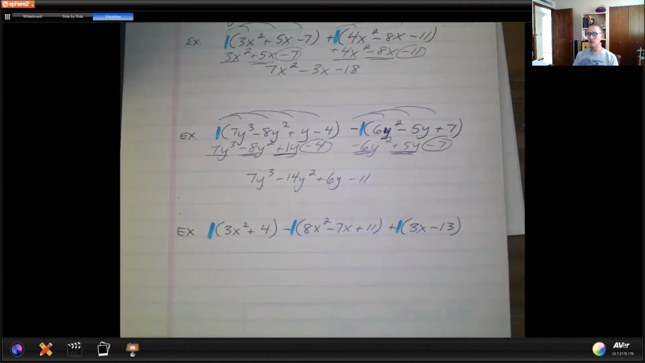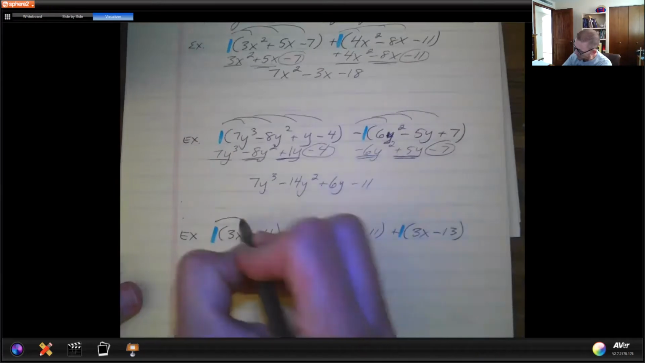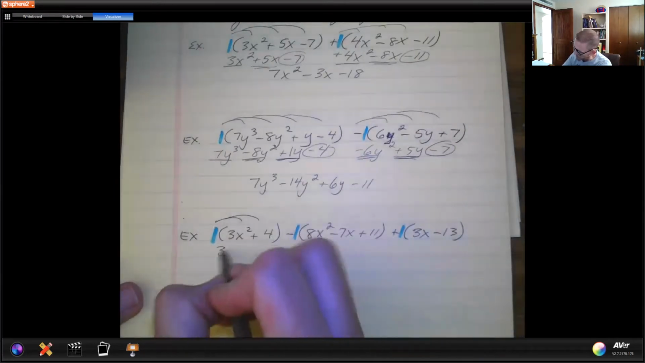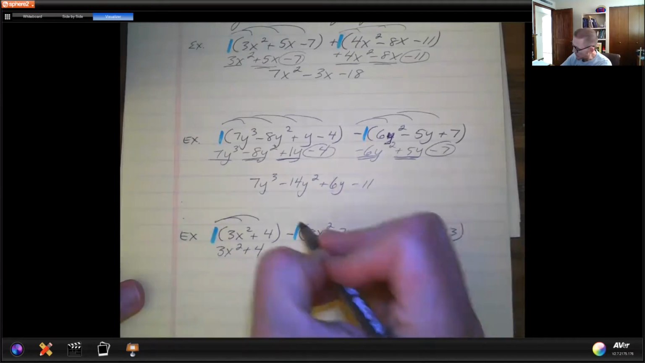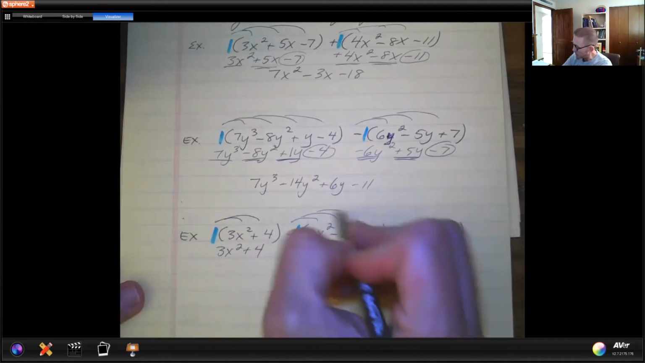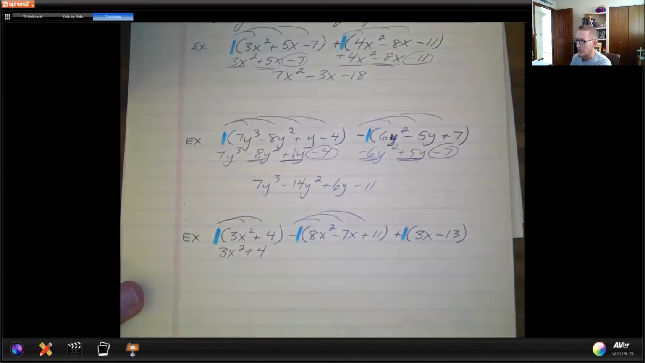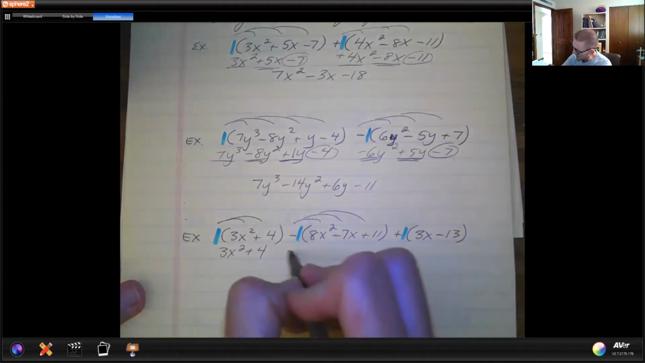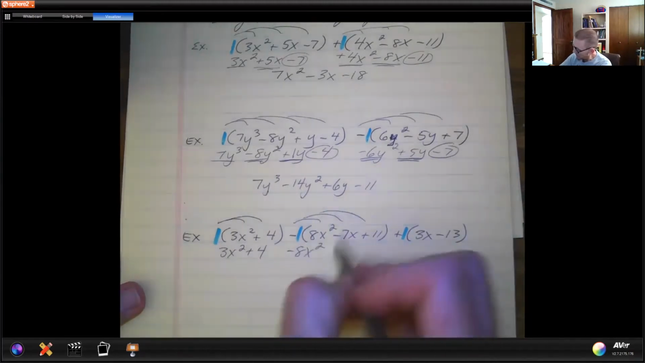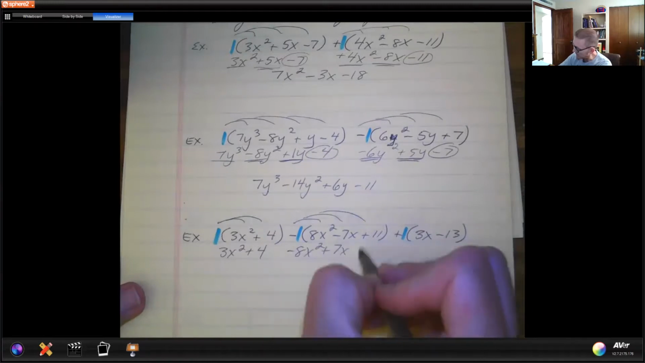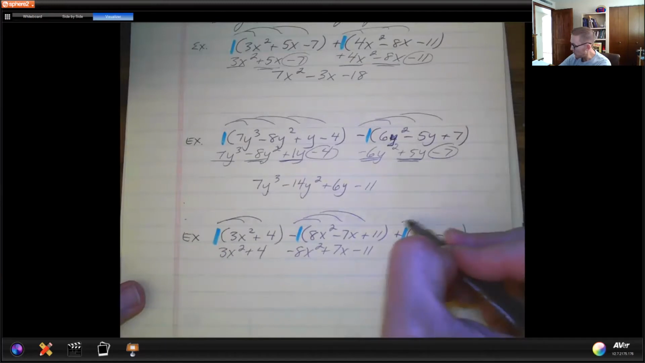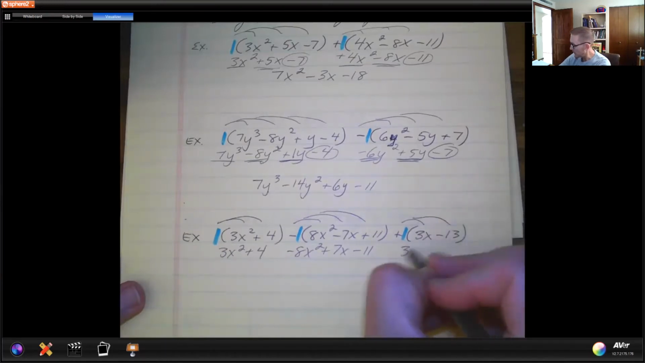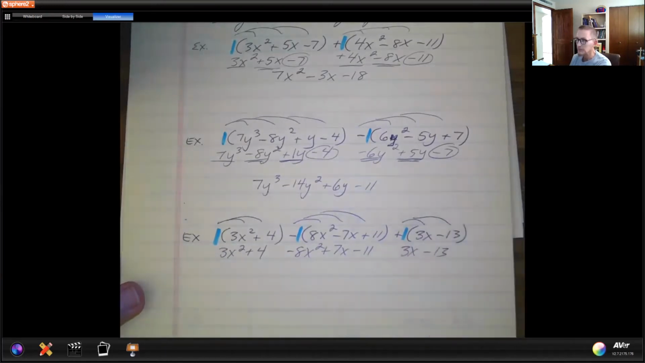All right, so now that we have all got our answers, let's check it here. We're going to distribute a 1. So that's 3x squared plus 4. In this one, we're going to distribute a -1, so everything's going to be the opposite sign. So it's going to be -8x squared, positive 7x, and -11. And the final parenthesis just has a 1 to send in. So that's going to be 3x minus 13.